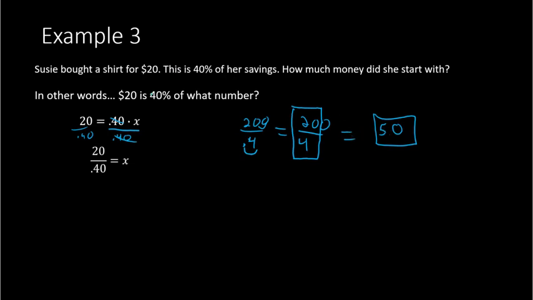So 20 is 40% of 50. And in other words, as well, looking back at the original question, she started with $50, and the $20 she spent was 40% of that $50.